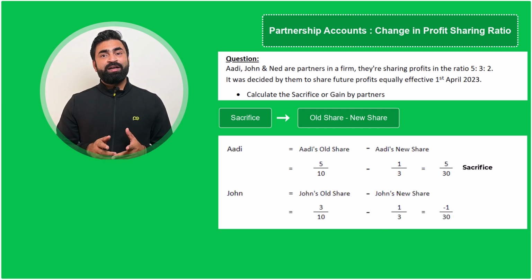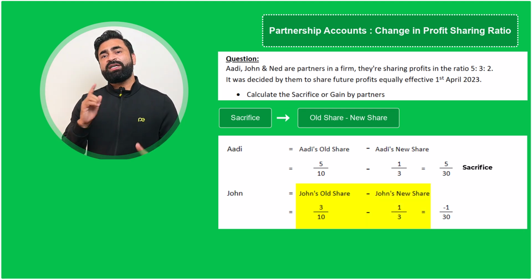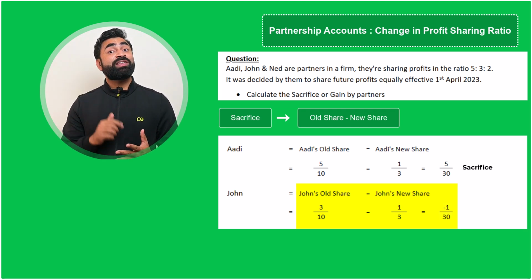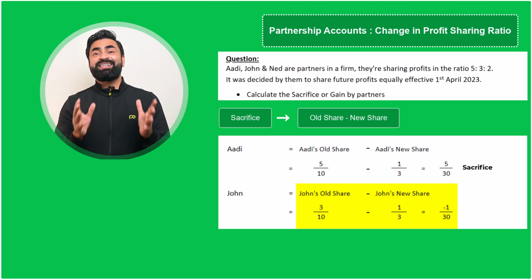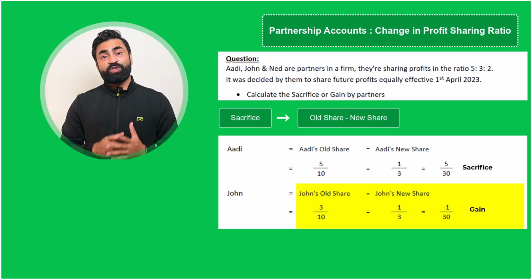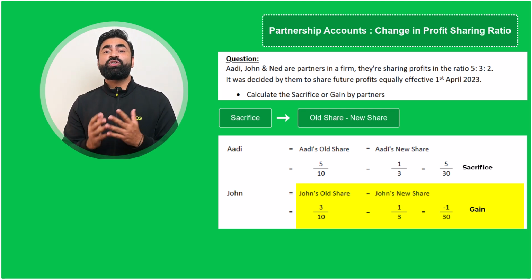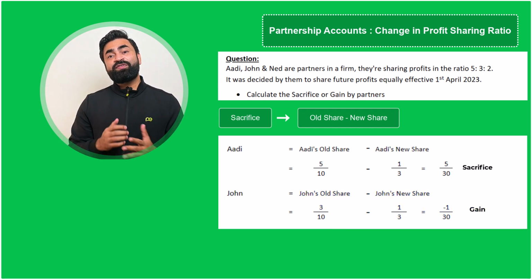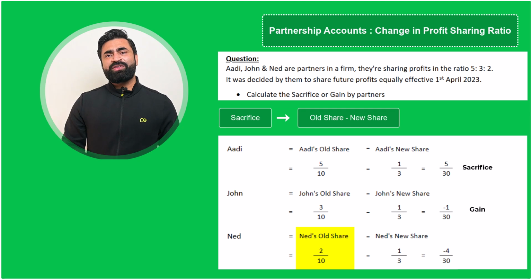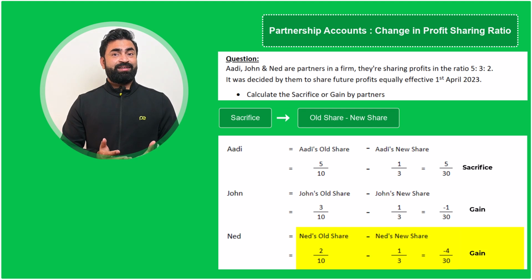Let's do the same thing for John. John's old share is 3/10 and John's new share is 1/3, of course, because they have agreed to share future profits equally. So 3/10 minus 1/3, you get minus 1/30. Now the answer being a negative figure, it is indicating that there is a gain by John, because you have applied the sacrificing ratio formula, but your answer is negative, which means John has gained. Now let's talk of Ned. Ned's old share is 2/10 and minus his new share, which is 1/3. You get minus 4/30, which is clearly a gain, right?